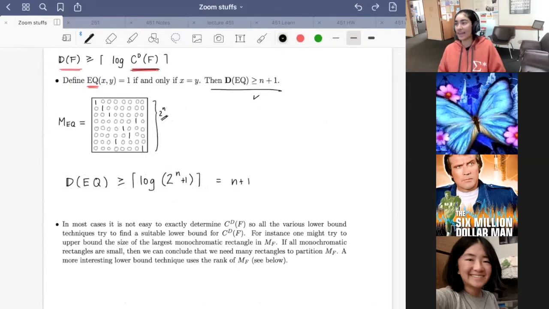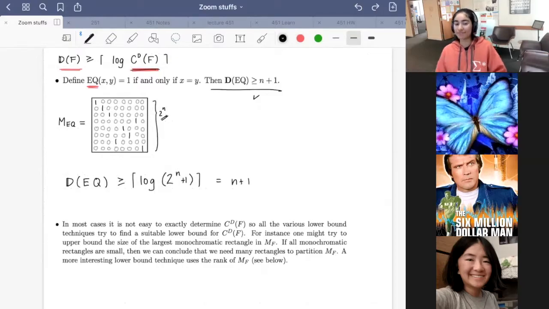The second thing is that it's not that easy to determine the minimum rectangle cover for a matrix. So we have a bunch of strategies to try and figure out what it is, some heuristics. One thing we're going to use a lot is to bound by the rank, and we'll see that in a later problem.